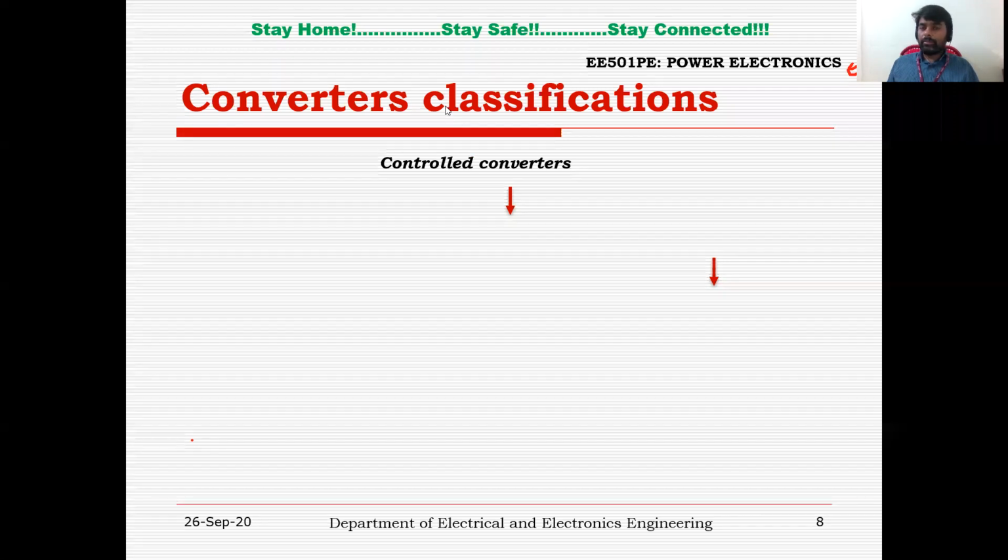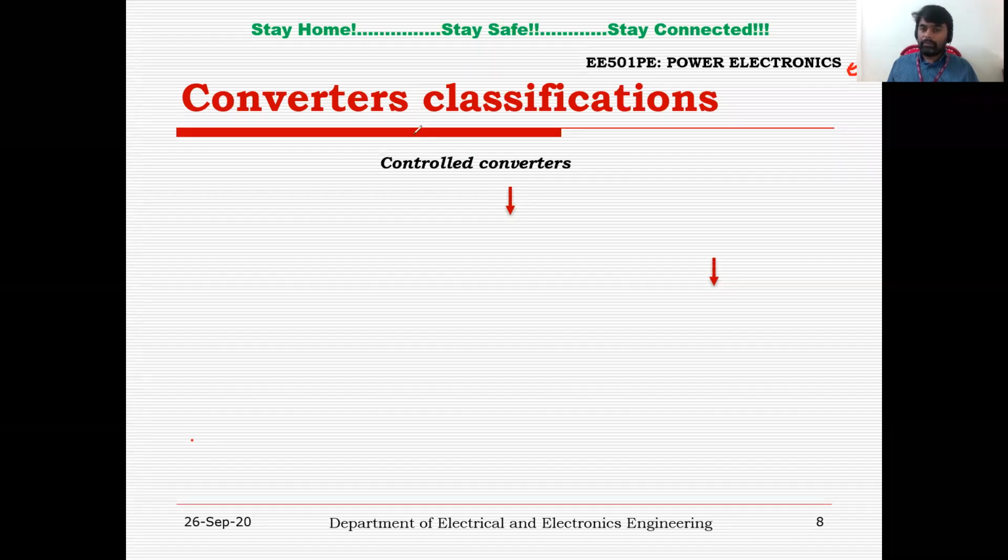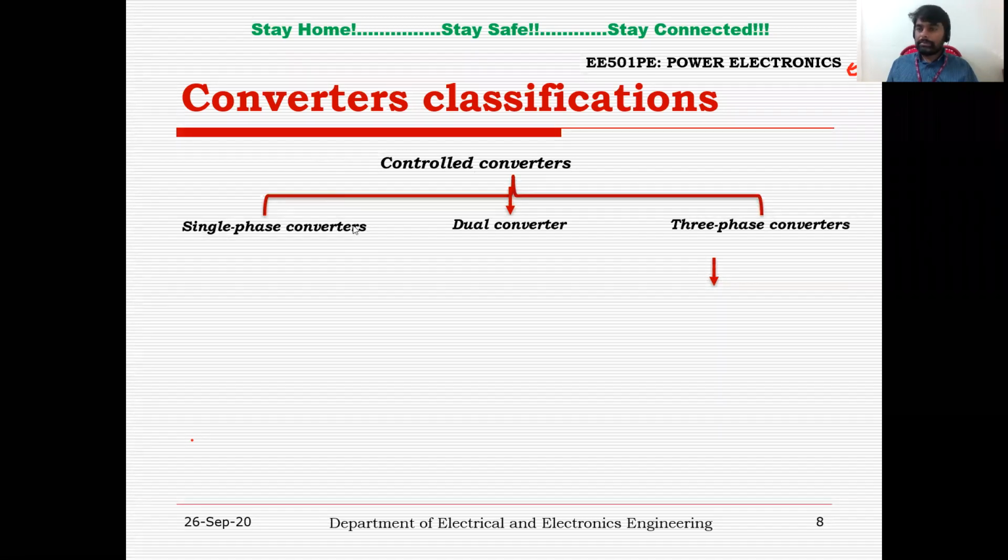So as we are focusing on only controlled rectifiers, these controlled rectifiers are classified into three types: single phase converter, three phase converter, and dual converter. In case of dual converter, we'll be having two converters which are connected in back-to-back configuration. This dual converter can be fed from single phase supply or three phase supply.